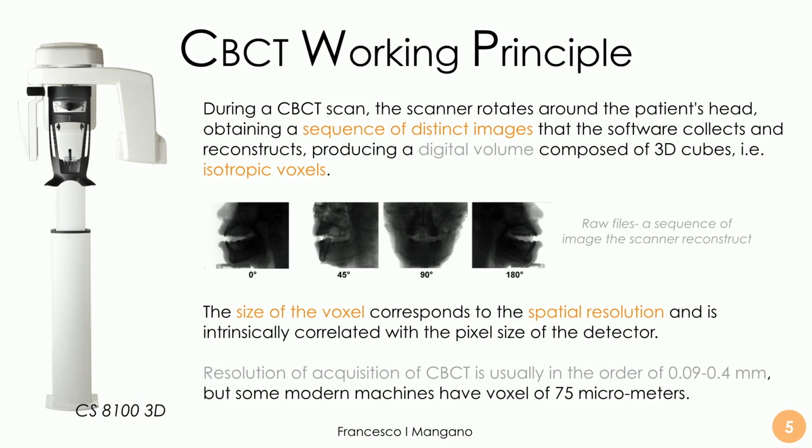During a CBCT scan, the scanner rotates around the patient's head, obtaining a sequence of distinct images. Then the software collects all these images and reconstructs them, producing a digital volume composed of 3D cubes. We talk about isotropic voxels, and the size of the voxel basically corresponds to the spatial resolution, and it is intrinsically related to the pixel size of the detector. So the resolution of acquisition of cone beam computed tomography is usually in the order of 0.09 to 0.4 millimeter, depending on the machine. Some modern machines have a voxel that is even 75 micrometers, so very, very small voxels.